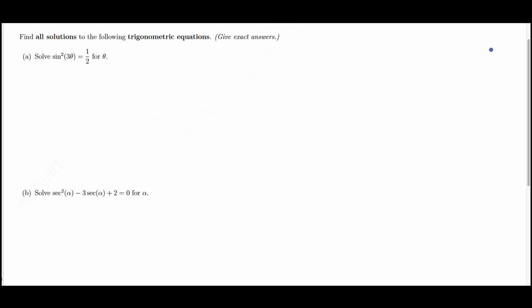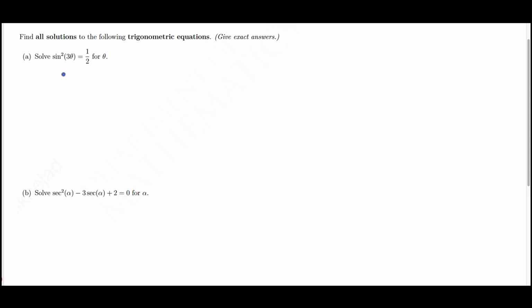The difference from an identity is that a trig identity is satisfied for all values given. When you're solving equations, you actually find the values for which the equation is true. So you're solving for the theta value that makes this equation true. Let's start solving for one of them.